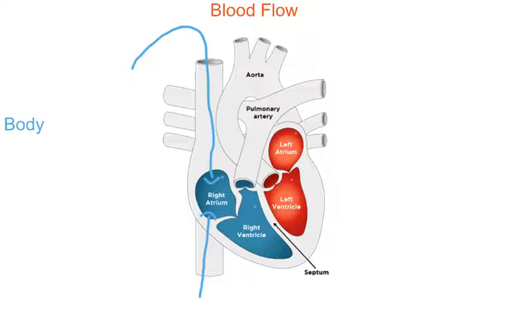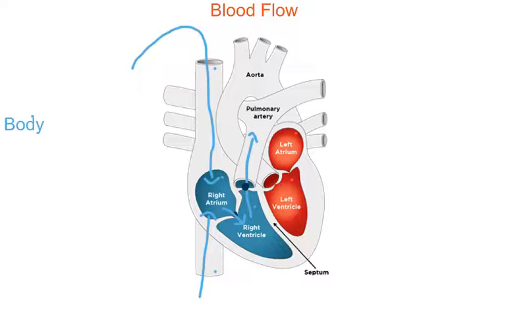It's going to come in either from the inferior vena cava down here or the superior vena cava up here. From the right atrium we're going to go through this valve called the tricuspid valve, and then we'll dump into the right ventricle. When the right ventricle contracts, blood is going to be pumped out into the pulmonary artery.